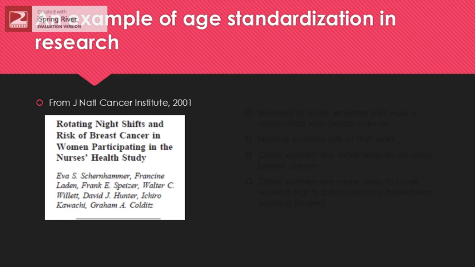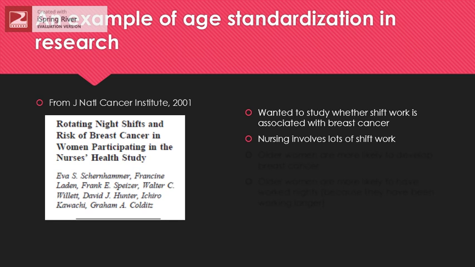Here is an example. I want to show you the Nurses' Health Study, an example of how this data might be used. So this is the title of the paper here that you see, Rotating Night Shifts and Risk of Breast Cancer in Women Participating in the Nurses' Health Study. So what they wanted to do is study whether shift work, working at night, is associated with breast cancer. Something had suggested that maybe women who work at night have a higher risk of breast cancer. Nursing, of course, involves a lot of shift work, since hospitals are open 24 hours a day.